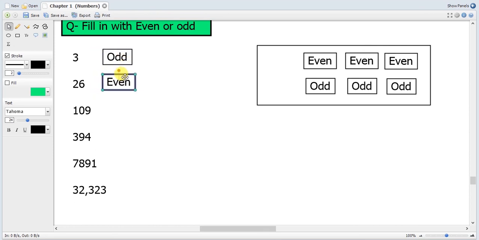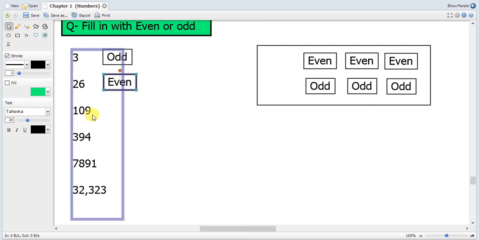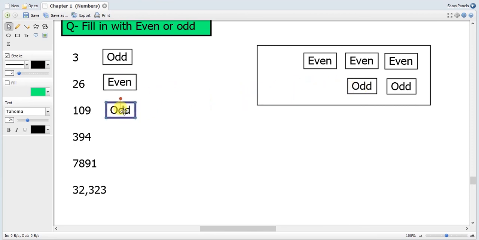Okay. Next, 109. So 9, focus on the 9. So 9 lies in the category of an odd. So 109 is an odd number.